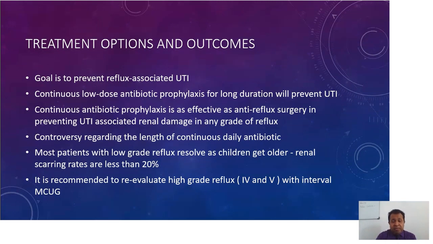If you look at high-grade reflux, the story is totally different. If you take grade 4 and 5, the chance of scarring is higher, and the percentages have shown that spontaneous resolution is also very low. Therefore, it is recommended to reevaluate children with high-grade reflux with interval MCUG, especially when it is persisting beyond 5 to 6 years of age.